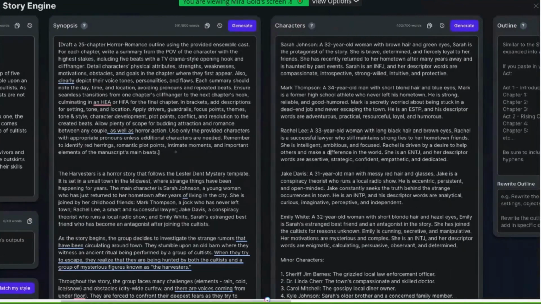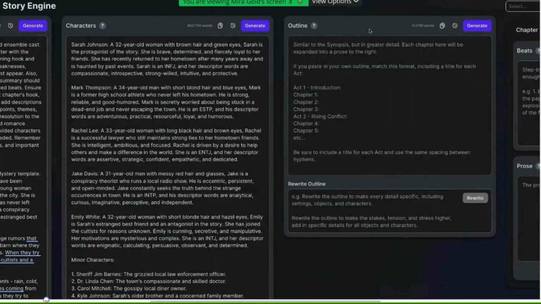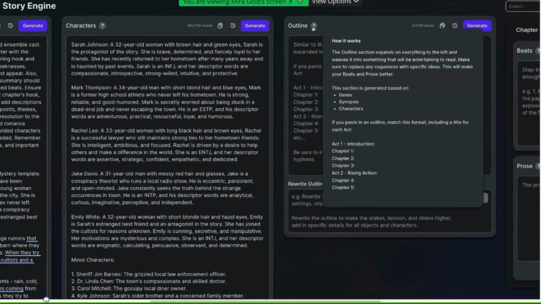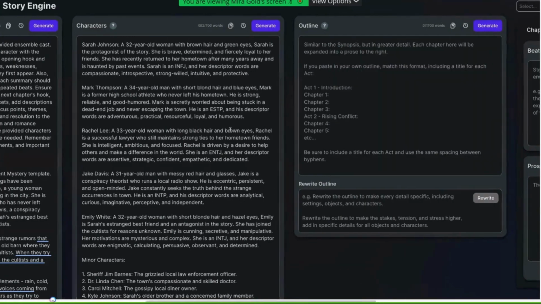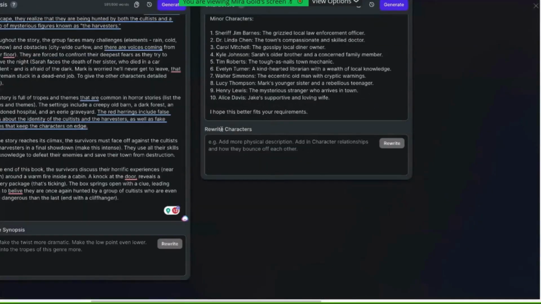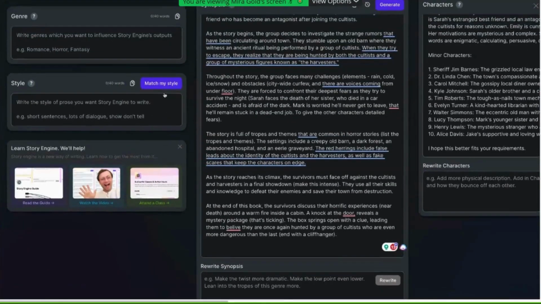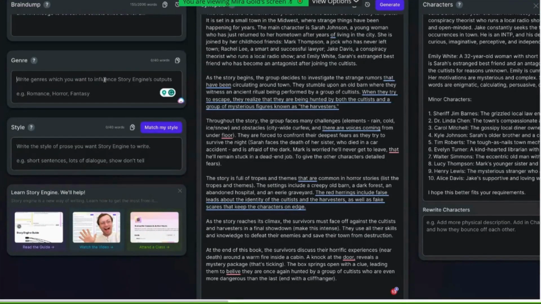Now let's take a look. What is your outline pull from? Let's see. So our outline looks at genre, synopsis, and characters. So since it looks at genre, I haven't put anything in the genre yet. I haven't put anything in the style, but I am going to come up here and I'm going to put in, let's see, we want horror. We want mystery. We want cursed.